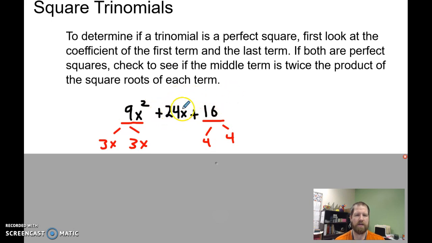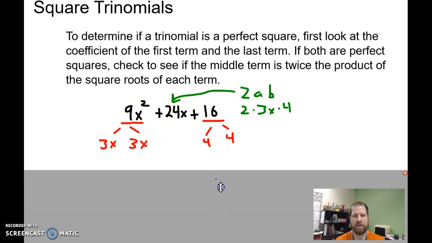Now we're going to look to see if the middle term is the same as 2 times one of the roots of each of these. So I'm looking to see if this middle term is 2ab, or in this case 2 times 3x times 4. 3x times 4 is 12x, times 2 is 24x, so it works. This is a perfect square trinomial.